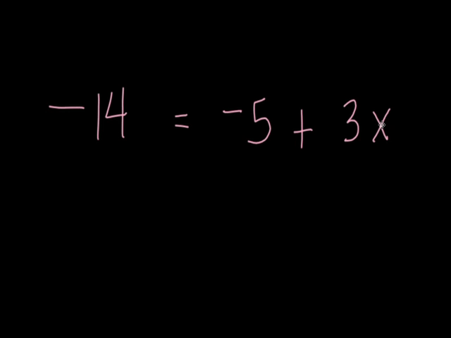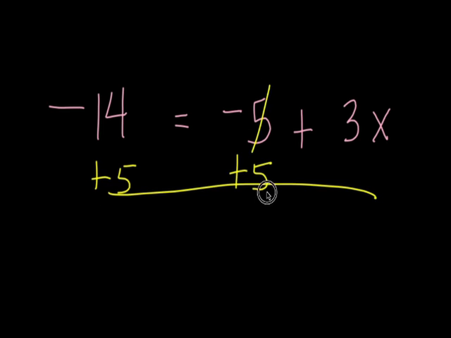We need to get the x by itself, so we have to get rid of that one. So the opposite of negative 5 is positive 5. Do it on both sides of the equation. Okay, the negative 5 and positive 5 cancel. And over here I have a negative and a positive, so I take the sign of the bigger number, which is negative, and then 14 minus 5 is 9. And that, of course, equals 3x.